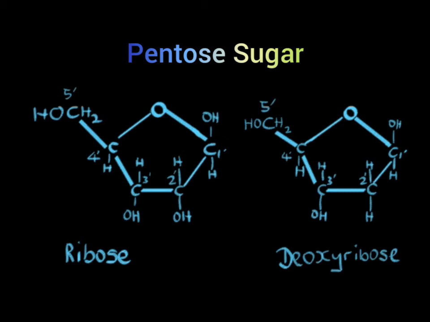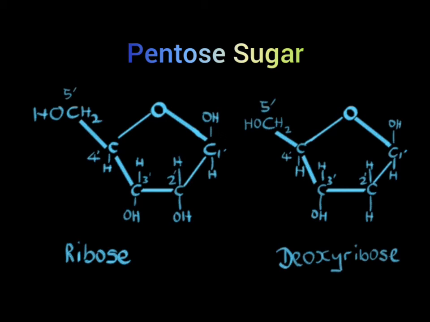Now, what is the difference between these two sugars? Notice that these carbon atoms are numbered in a clockwise direction, starting from carbon number 1 towards the right and moving down to carbon number 5, which is outside the ring. Each carbon atom has different functional groups attached to it, for example the hydroxy group and the hydrogen atom. The major difference between the ribose and the deoxyribose occurs at carbon number 2.